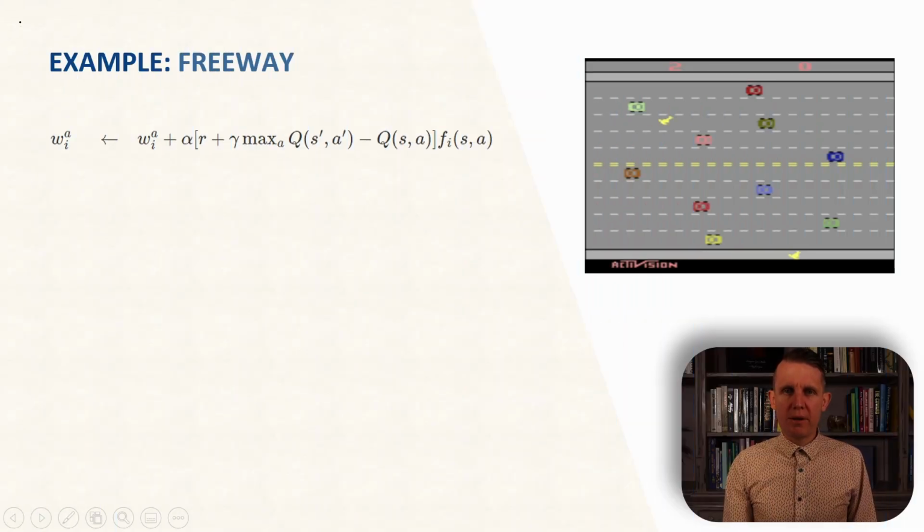So now let's look at an example of updating weights in Freeway. We're just going to look at one of the features and one instance of it. But what we're going to look at is a feature that tells us how far away we are from the other side of the road. This is clearly an important feature because any actions that take us away from that won't have the same weight as actions that take us towards it.